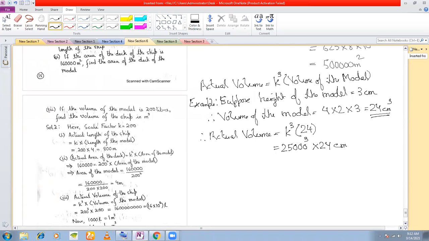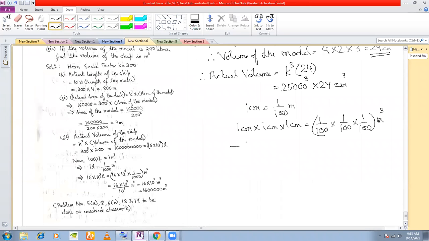But here, remember, you are getting this in centimeter cube. If you would like to convert centimeter cube to meter cube, how do you convert? I'm just showing you the conversion. I'll not show you the calculation. 1 centimeter is equal to 1 by 100 meter. As shown above, 1 centimeter into 1 centimeter into 1 centimeter, very similar calculation, is equal to 1 by 100 into 1 by 100 into 1 by 100 meter cube. That means 1 centimeter cube is 1 by 10 to the power of 6 meter cube.